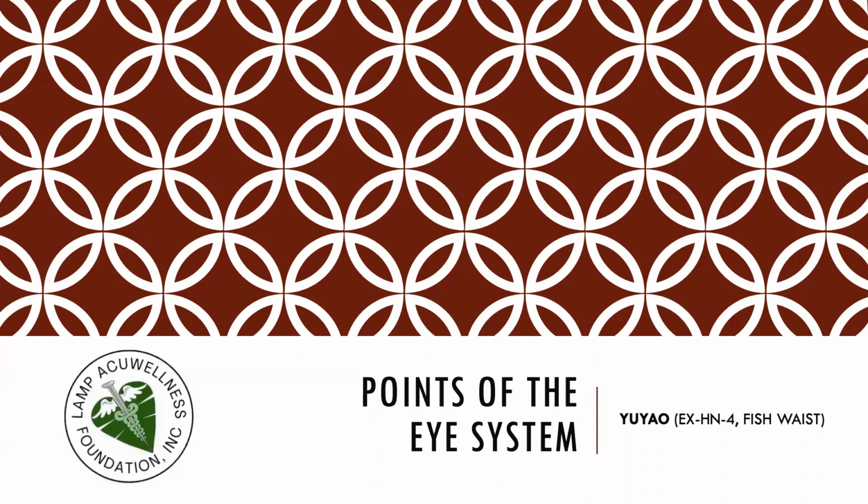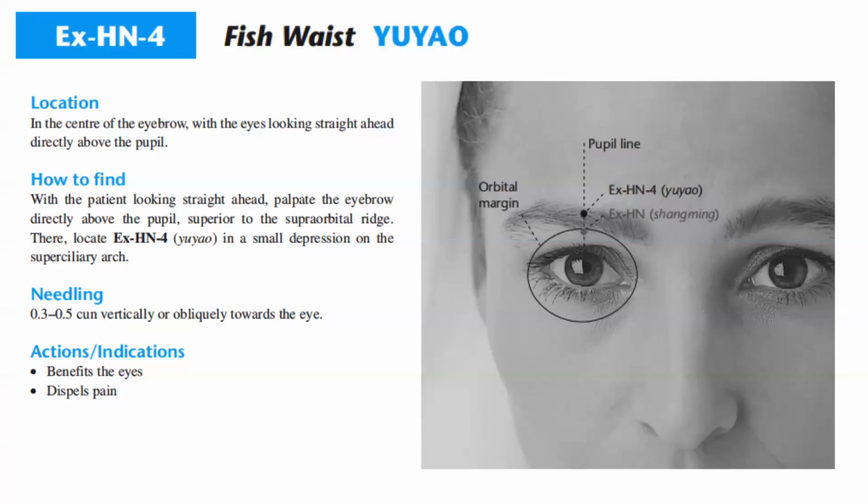Now let's discuss Yuyao, a point of the eye system. Yuyao, or EX-HN4, is located in the center of the eyebrow, with the eyes looking straight ahead, directly above the pupil. How to find it: with the patient looking straight ahead, palpate the eyebrow directly above the pupil, superior to the supraorbital ridge. There, locate Yuyao in a small depression on the superciliary arch.